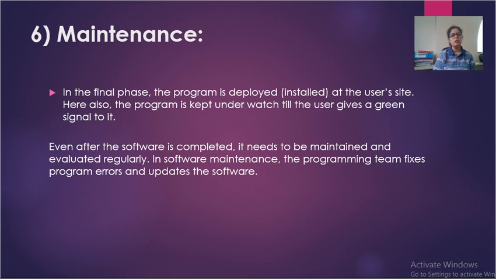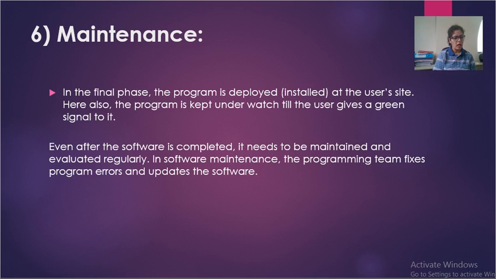And even after, let's suppose after 1 year or after 2 years, you want some changes, or you have some problems, then you can call them and they can fix your errors and make whatever changes you want. So even after the software is completed, it needs to be maintained and evaluated regularly. So in software maintenance, the program team fixes the program errors and updates the software. So that all comes under maintenance phase.